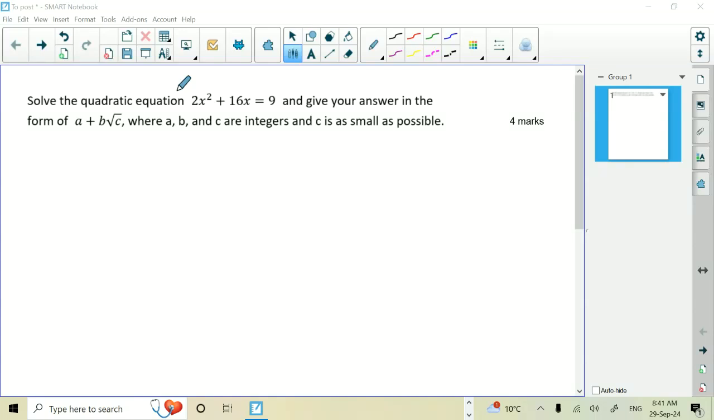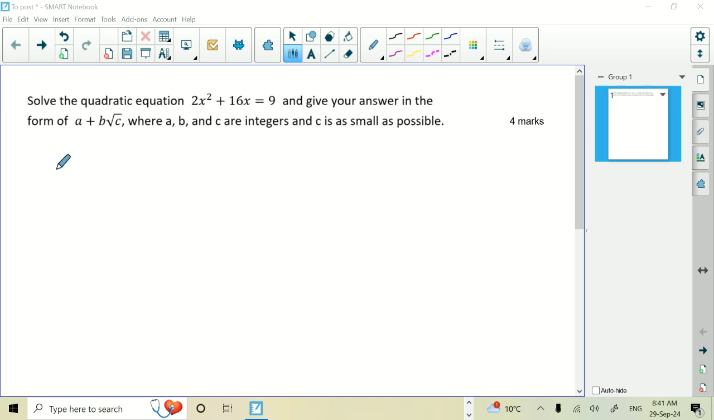Hello, welcome back. International A-level AS exam question for 4 marks. Solve the quadratic equation 2x squared plus 16x equals 9 and give your answer in the form of a plus b root c, where a, b and c are integers and c is as small as possible.